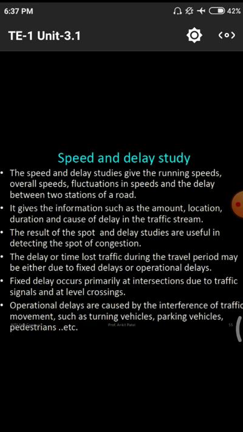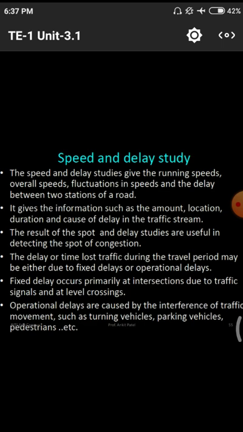Next, the results of speed and delay studies are useful in detecting a spot of congestion. If all the vehicles are moving on a particular road and suddenly all the vehicles stop, that means there will be a huge amount of congestion in the traffic, so they have to study how many vehicles are moving, how many are stopping, and whether there is any change between moving vehicles and stopping vehicles. That is called congestion.